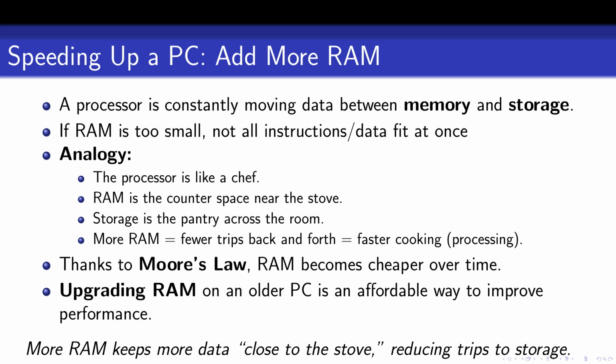If their counter space is too small, they have to keep running back and forth to the pantry. But if you give them a bigger counter, they can keep more ingredients close by and work more efficiently. Similarly, adding more RAM means the processor has more immediate access to what it needs. Because memory prices drop over time, upgrading RAM in an older computer can deliver a noticeable performance boost for relatively little cost.